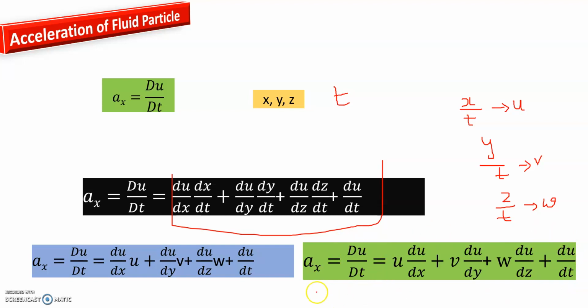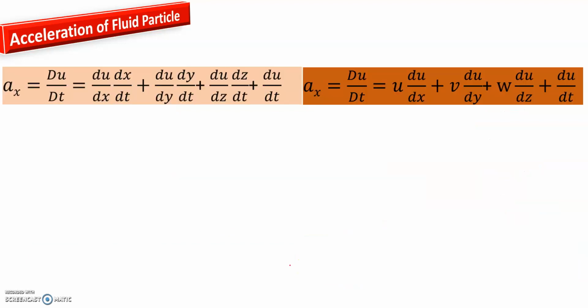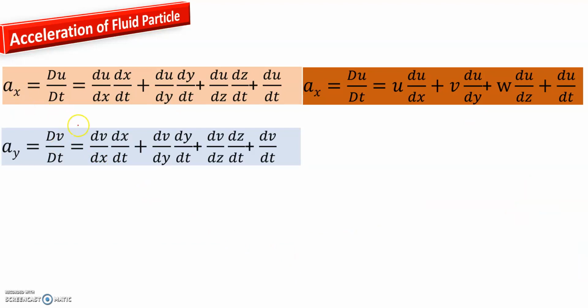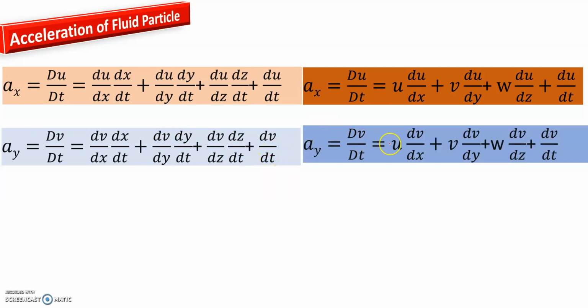Similarly, we have to write about ay. So ay is acceleration, or velocity change in y direction by t. So I can write it as dv by dt. ay is dv by dt. So similarly, ay equal to dv by dx into dx by dt plus dv by dy into dy by dt plus dv by dz into dz by dt plus dv by dt, or ay equal to u into dv by dx plus v into dv by dy plus w into dv by dz plus dv by dt.